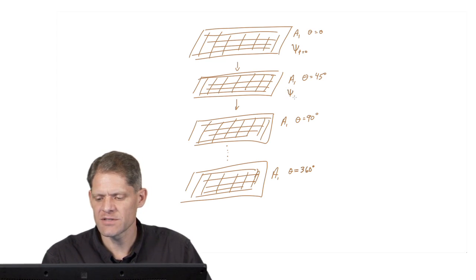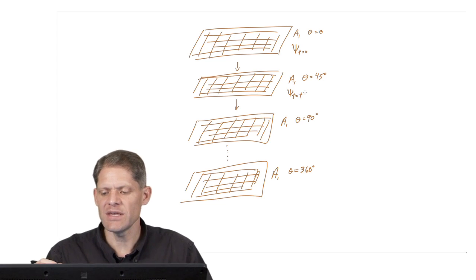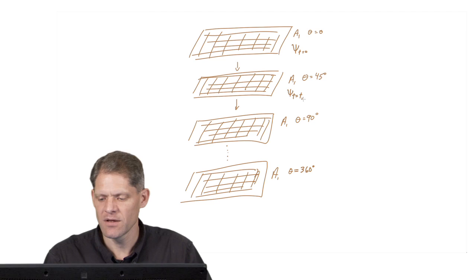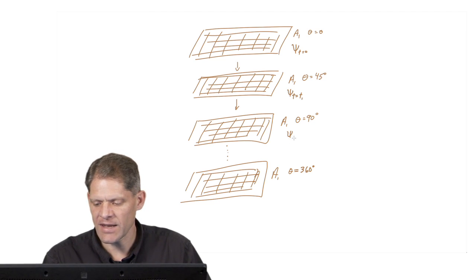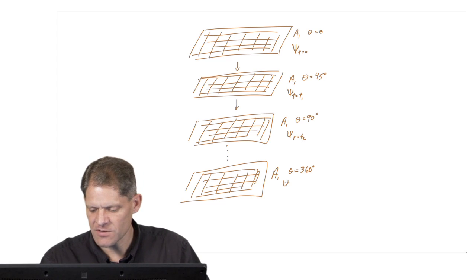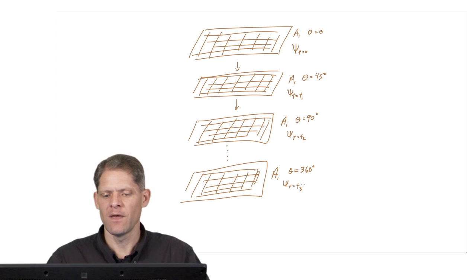And this one later, psi at t equals sometime t later. Let's call this t1. And this would be psi at time equals t2. And finally, this would be psi at time equals t3.